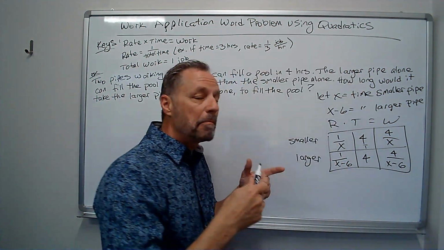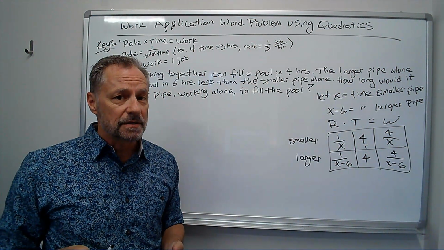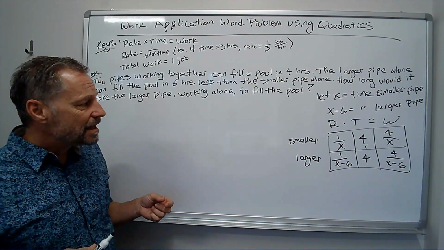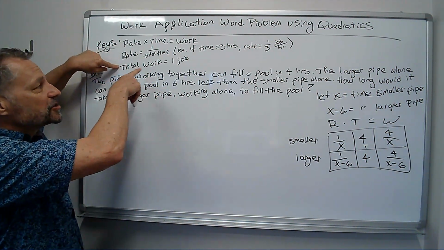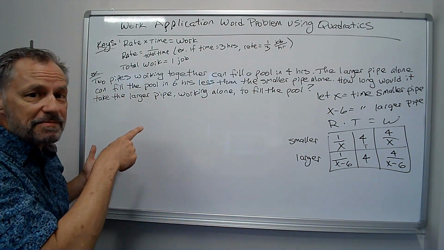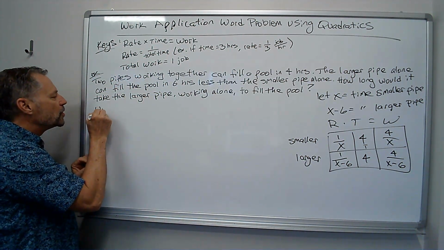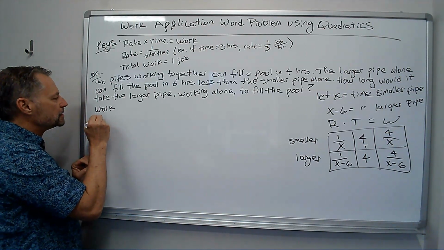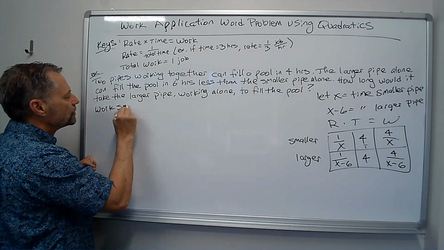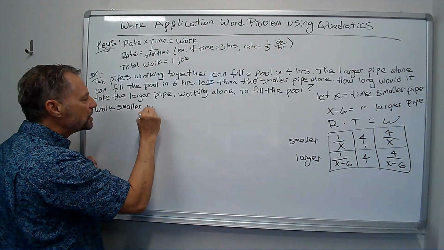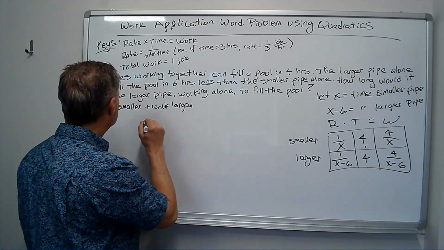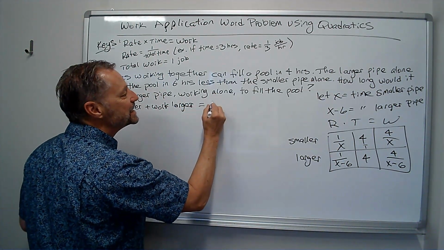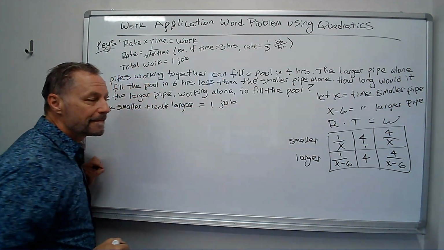Okay, I've got the box filled out. I still need my equation. Well, what did they tell us? Up here, when I talk about the total work is one job, that's what I'm using. So I'm going to say the work from the smaller pipe plus the work from the larger pipe equals one job. That's the idea.